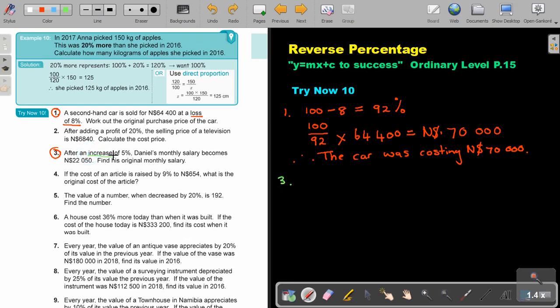After an increase of 5%, so always check for those keywords, increase. So Daniel's monthly salary became this. Find the original, working back. So, okay, first he got his full salary, and then they increased it by 5. So actually he got 105%. Okay, so now if I want the original, then it's 100, that was the original, over 105, and I multiply with 22,050.